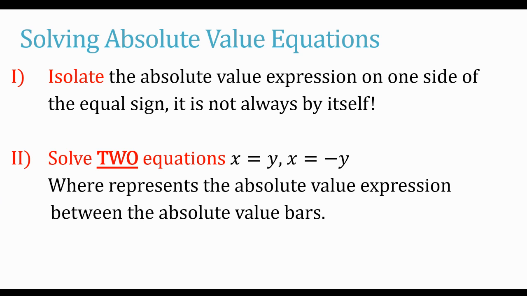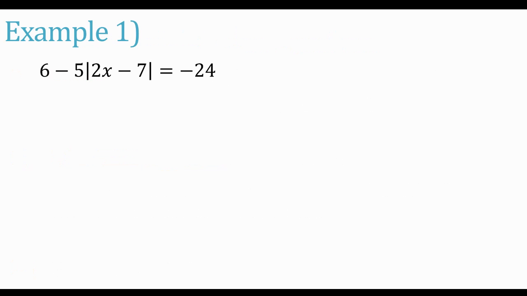Then we are going to solve two equations where we take our expression in the absolute value bars and take it out of the bars, set it equal to a positive value, and then we also set it equal to a negative value and solve two separate equations to find our two different answers. And then from there, you can check your solutions to see if you got the right answer. All right, so let's get started.